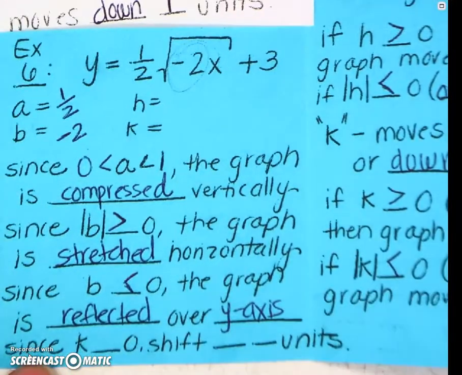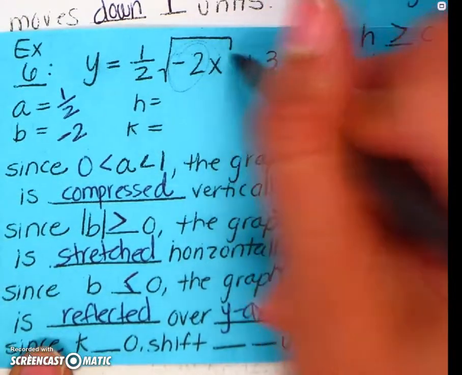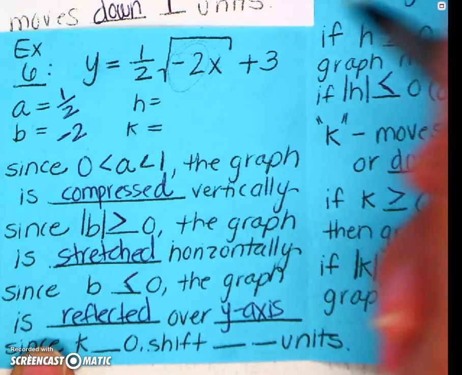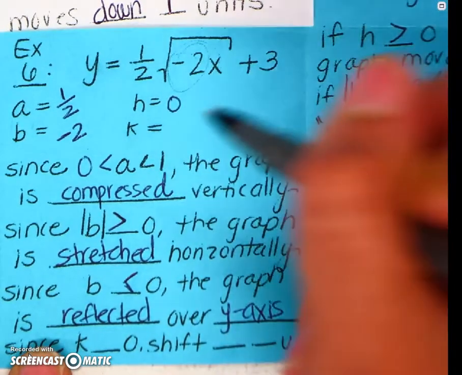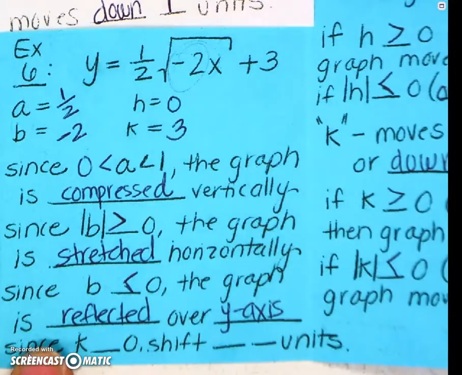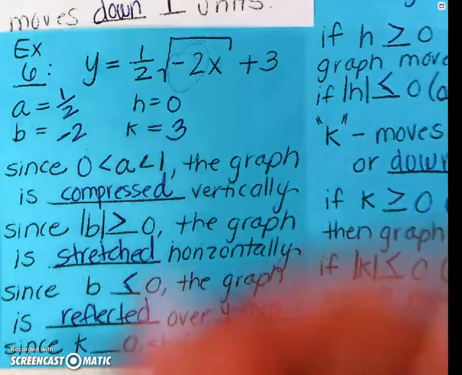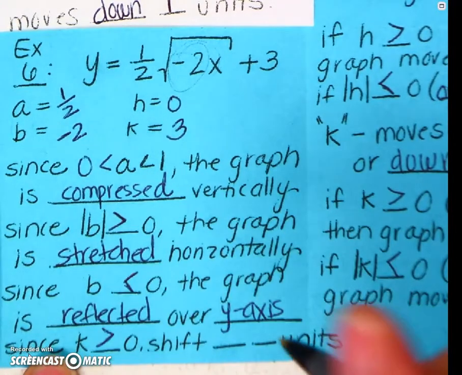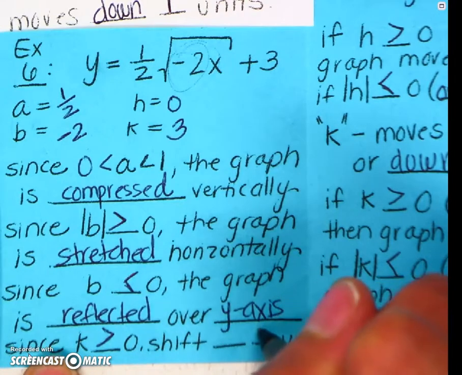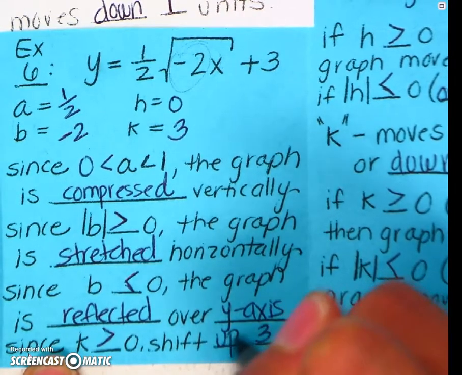What is the value of h, first of all? Is there a value of h? Nope, so it's going to be 0. And is there a value of k? Yes. It's 3. So since k is greater than 0, we're going to shift how many? Up 3 units.